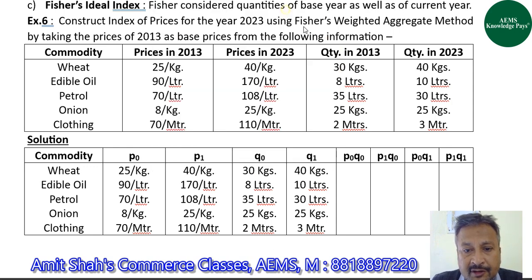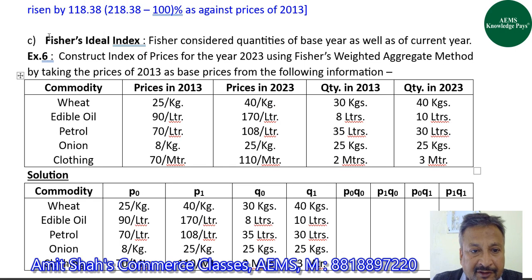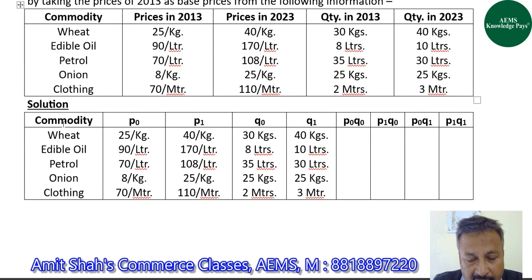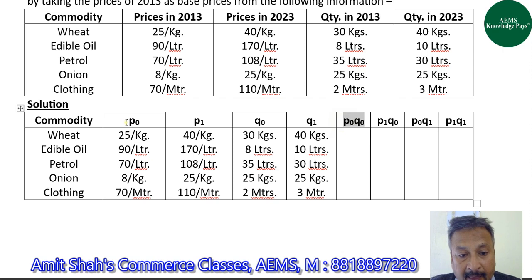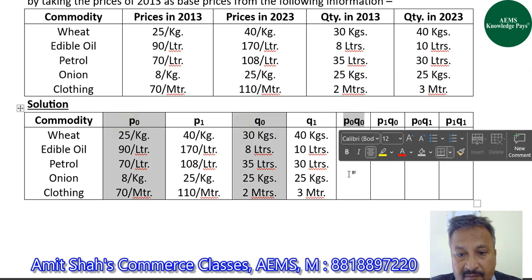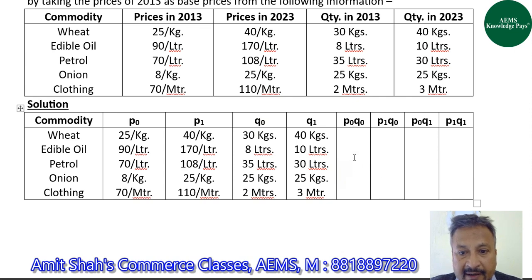Ashutosh, Aryan, Yash, we started with Fisher's ideal index that day and we made this table as part of the solution till here. Now P0 multiplied with Q0, that is the price of base year multiplied with the quantity of base year, that is 25 into 30 means 750.